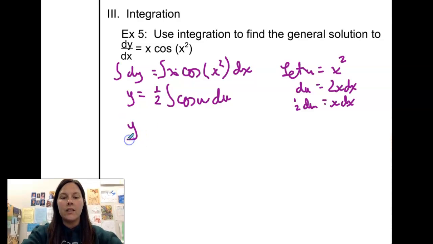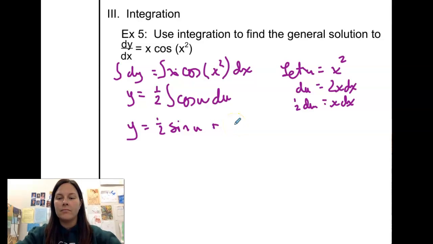So I can integrate this. The integral of cosine is positive sine. Don't forget that constant of integration. And then subbing x squared back in for u.